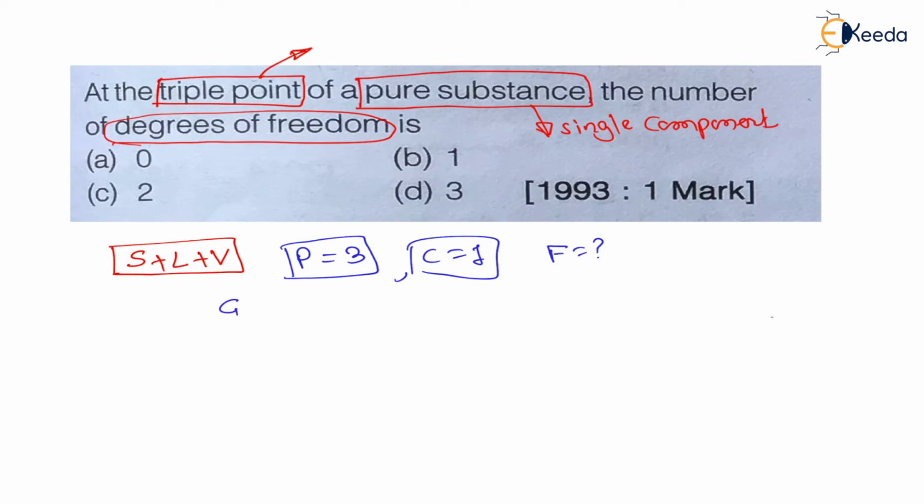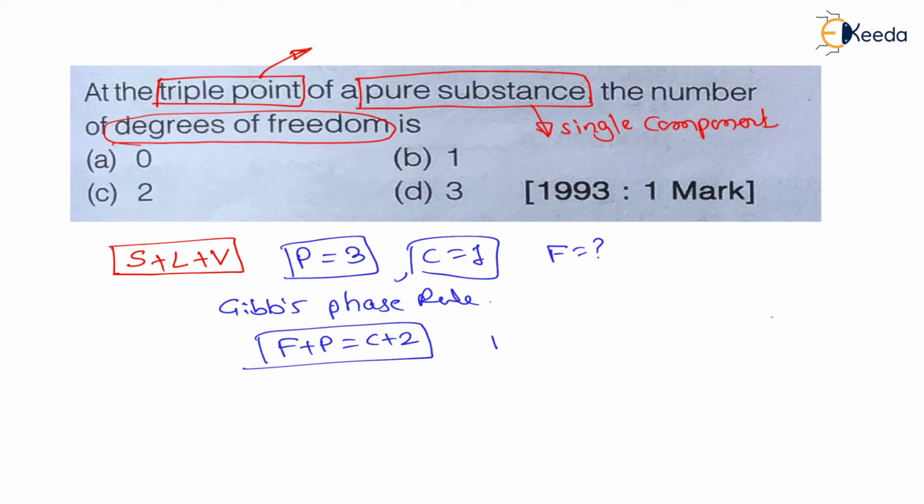Now my dear students, we have Gibbs phase rule. As per this Gibbs phase rule, degree of freedom plus number of phases is equal to number of components plus 2. F plus P is equal to C plus 2. From this we can calculate F is equal to C plus 2 minus P, which is equal to 1 plus 2 minus 3. Therefore, degree of freedom is equal to 0. Therefore, my dear students, at triple point of any pure substance, degree of freedom is 0.